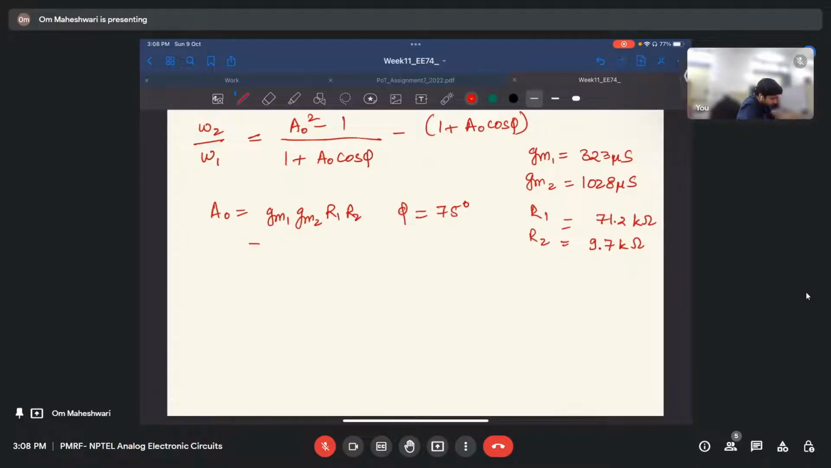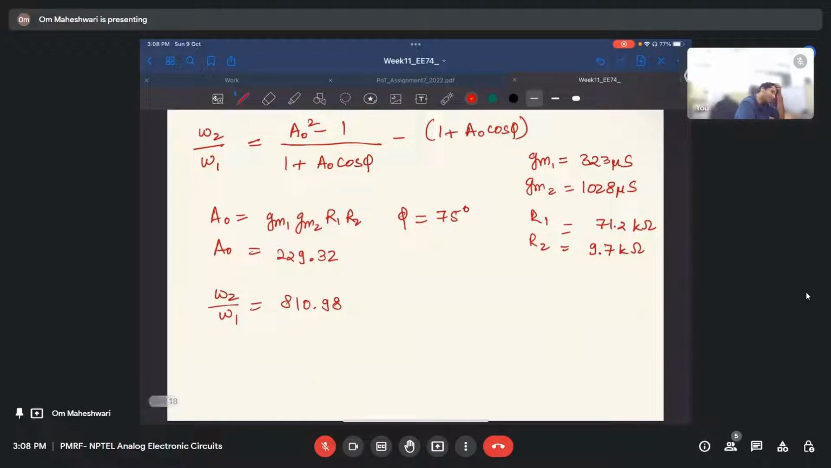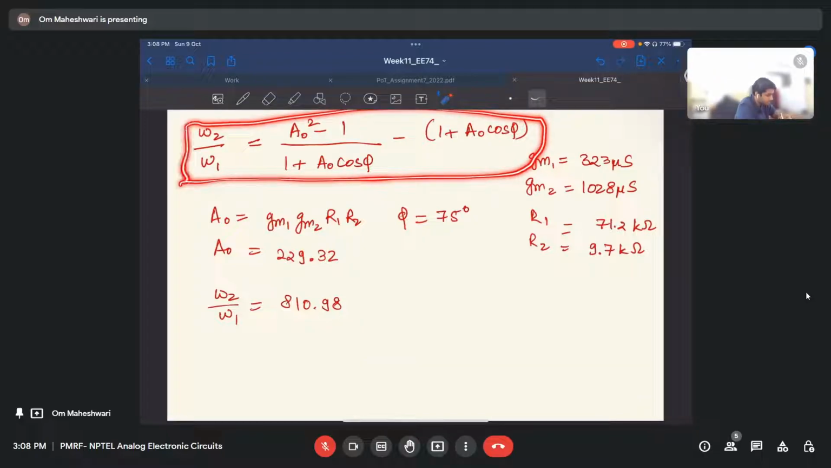If we solve this, we will get A0 equal to 229.32. Now we know A0, we know phi, we know everything. So we can get W2 by W1 equal to 810.98. This is the answer. I hope this part is clear, as we did not introduce anything new here. This formula we had already seen in the last assignment. We have done this derivation in the last assignment.